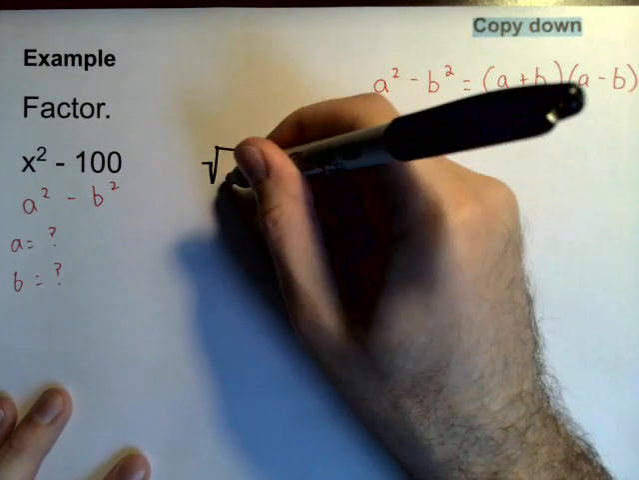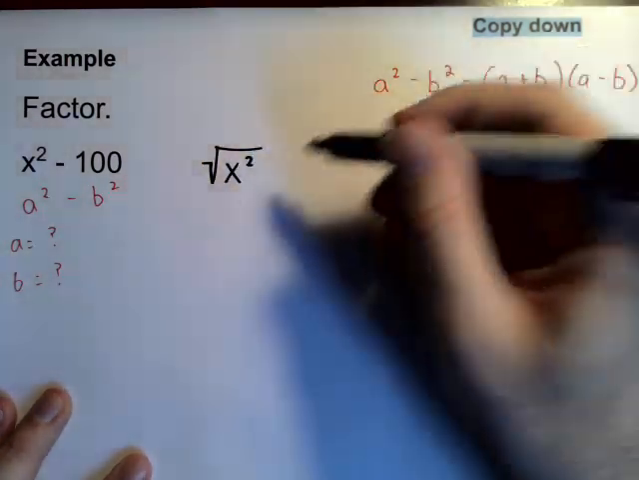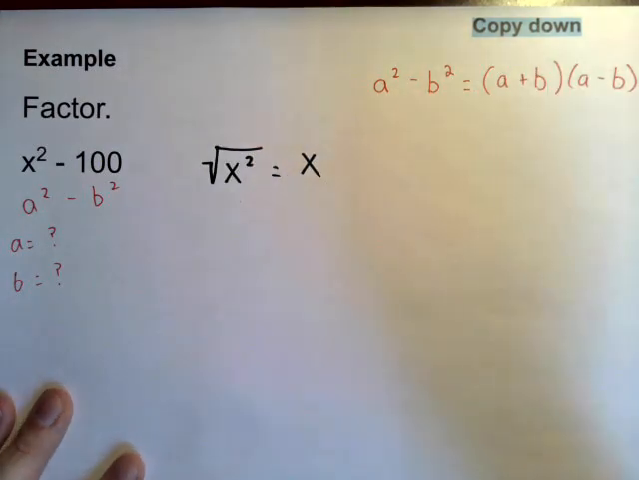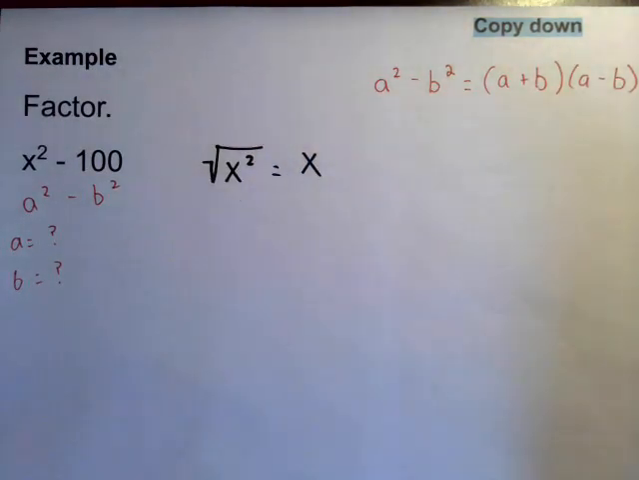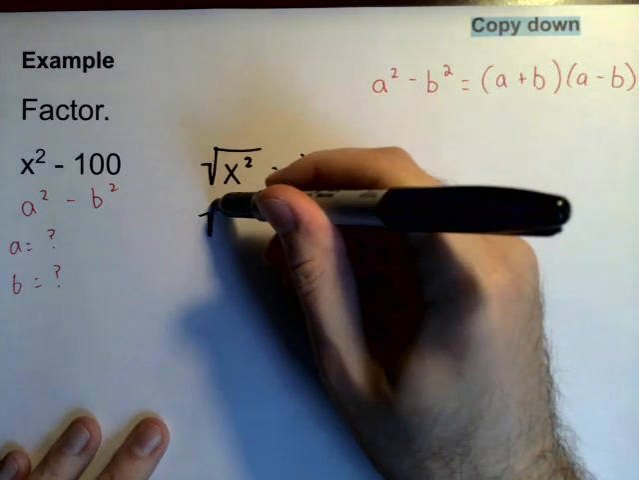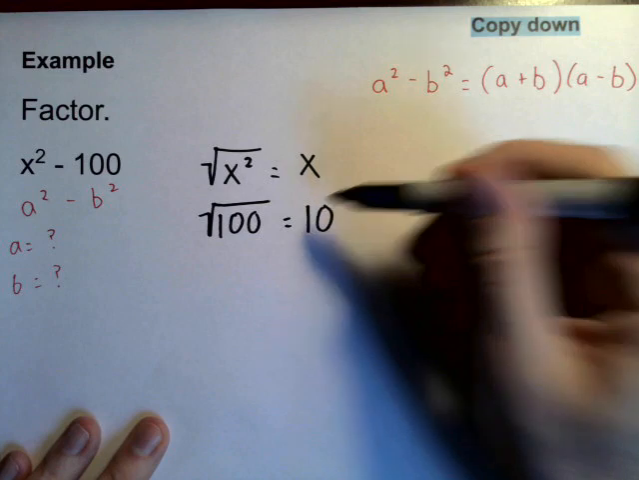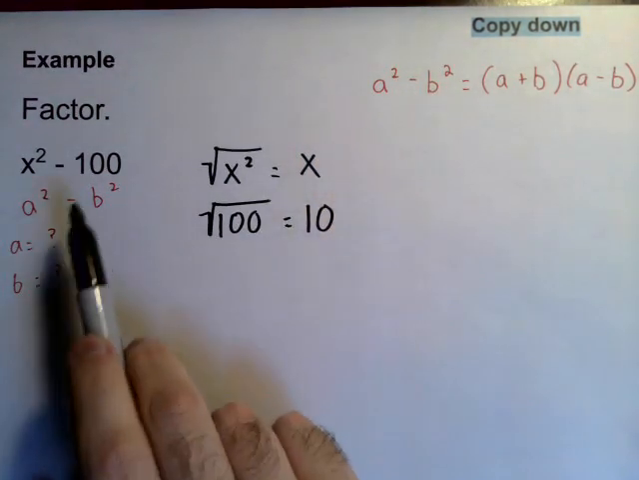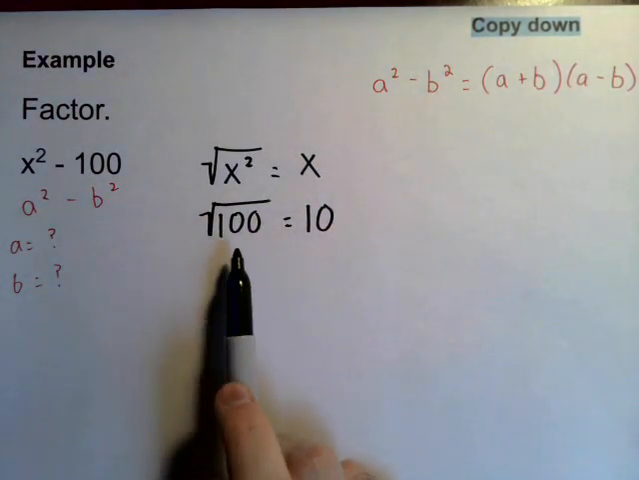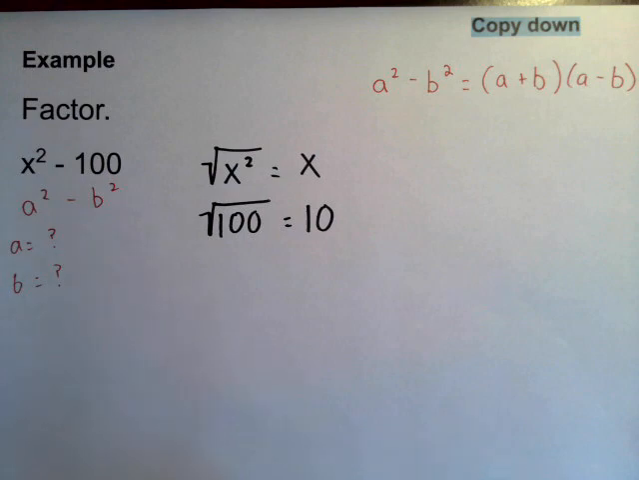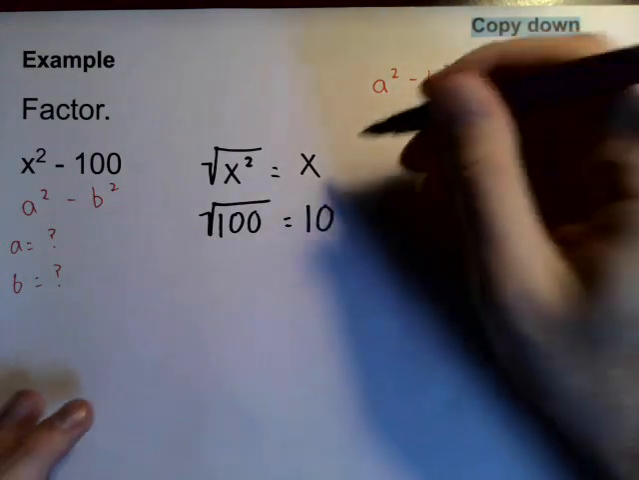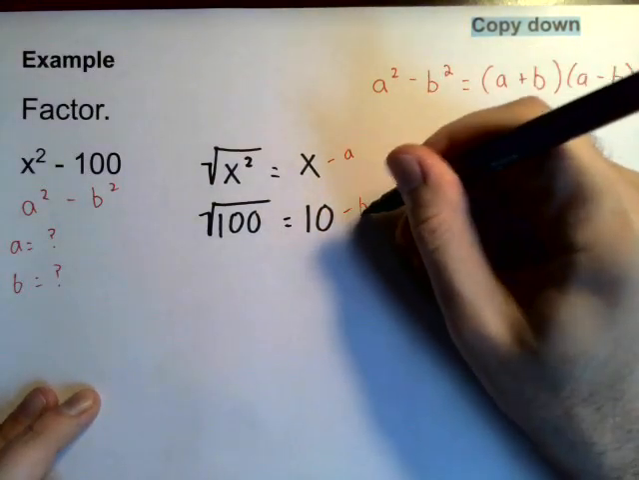So the square root of x squared is going to become x. And then the square root of 100 is going to be 10. So this is something that you could have also checked on your calculator if you ever needed to, but if you remember all the perfect square numbers, it makes it go a lot faster. So now we know this is basically our a term, the x, and there's our b term.